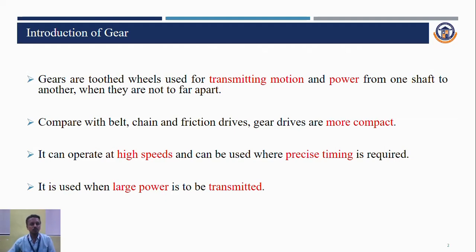First, introduction of gear. Gears are toothed wheels used for transmitting motion and power from one shaft to another when they are not too far apart. Compared with belt, chain, and friction drives, gear drives are more compact. It can operate at high speeds and can be used where precise timing is required. When large power is to be transmitted, then gear is to be used.